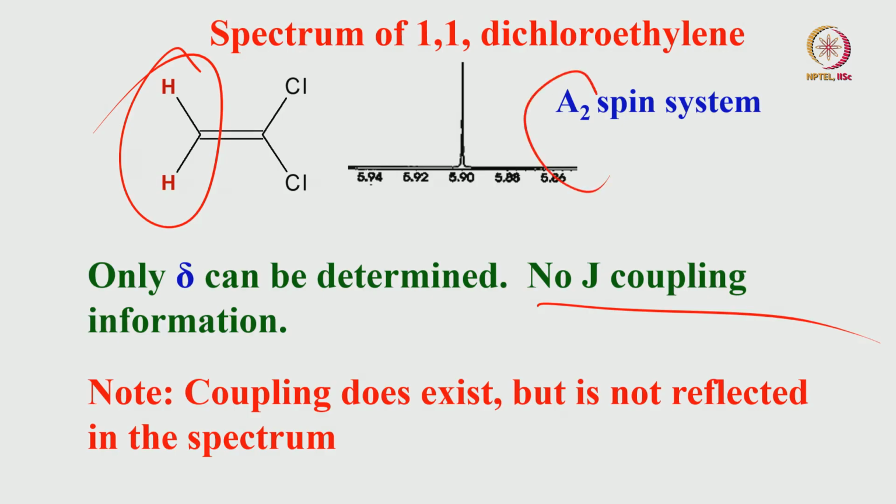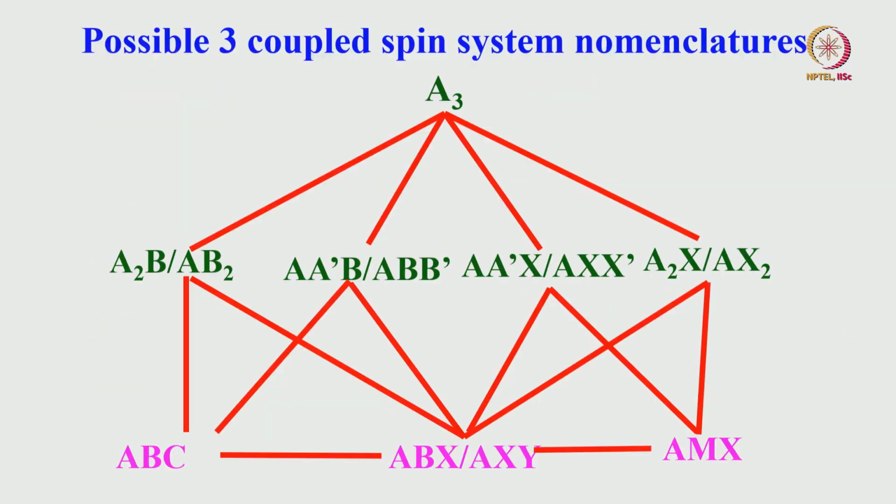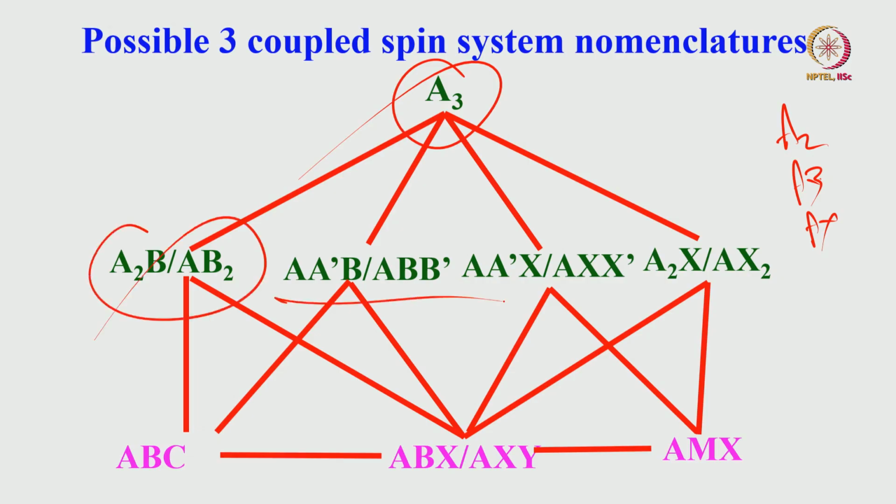Okay. And of course, if you go to the 3 spin case, you can think of what the possible combinations are. In the 2 spin case, you have only 3 possible combinations, A2, AB and AX. If you go to the 3 spin case, you can get plenty of possible combinations. It can be A3, A2B, AB2, AA'B, AA'X, A2X, AX2, ABC, ABX, AXY, AMX, so varieties of combinations you can think of.